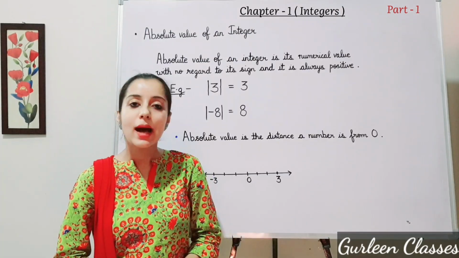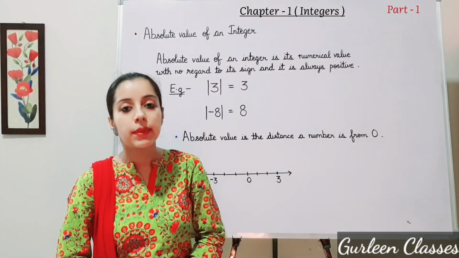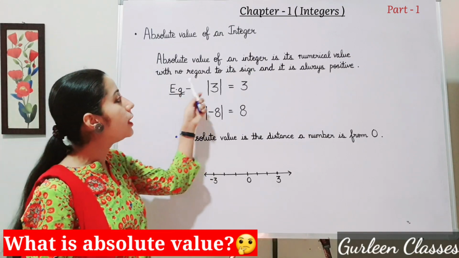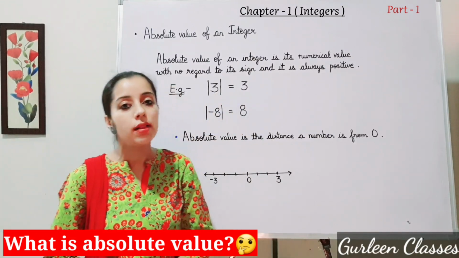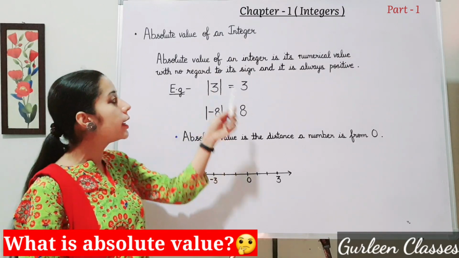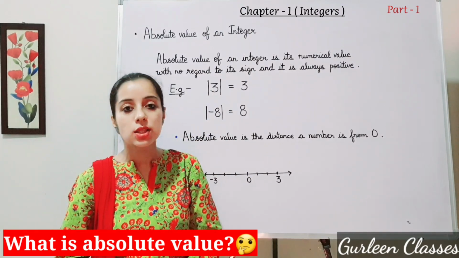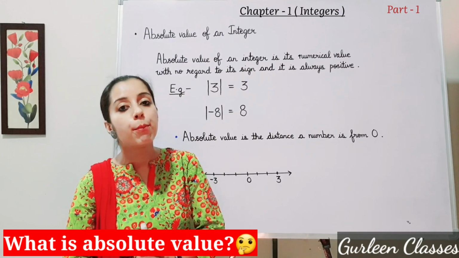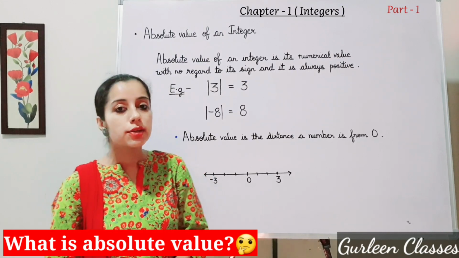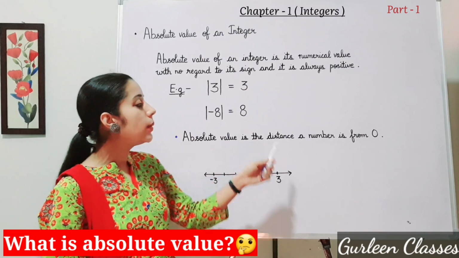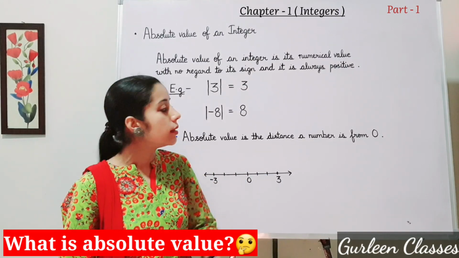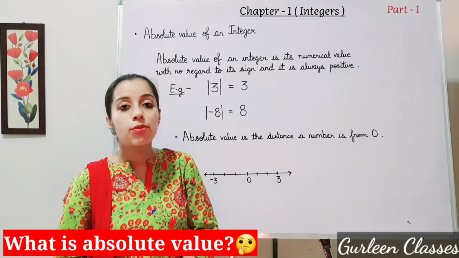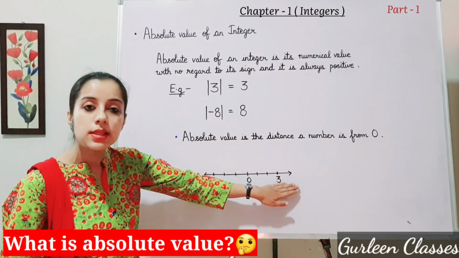Next topic, absolute value of an integer. So what is absolute value? Absolute value of an integer is its numerical value with no regard to its sign, and it is always positive. Absolute value is always positive. In other words, you can say absolute value is the distance a number is from 0. That much distance is what a number is from 0.